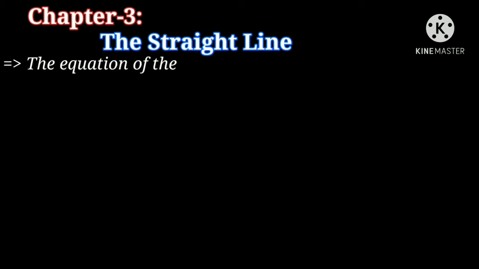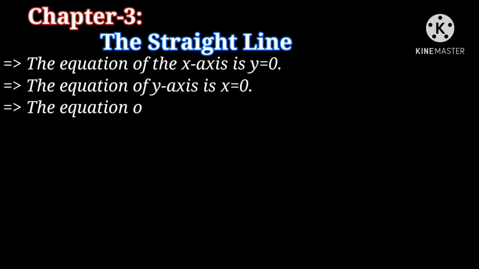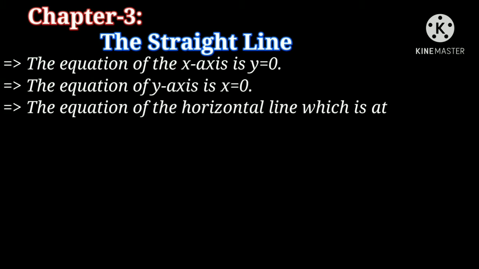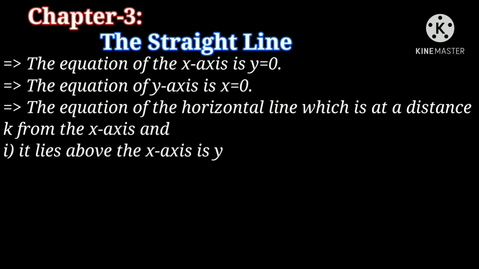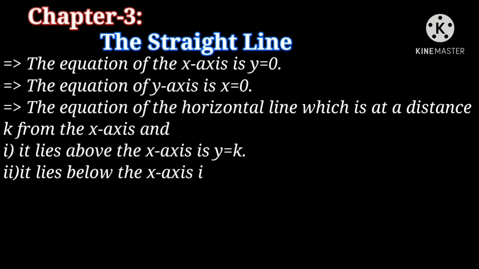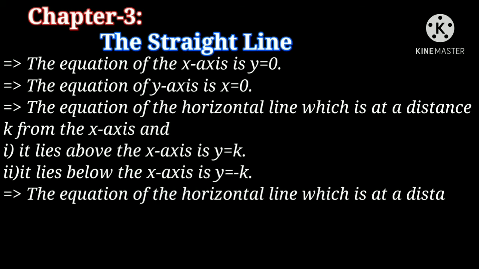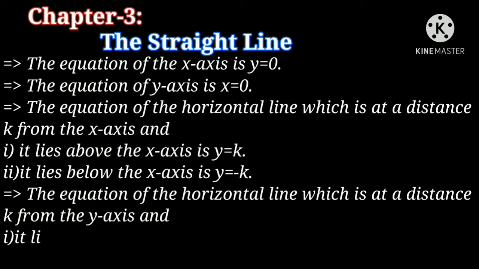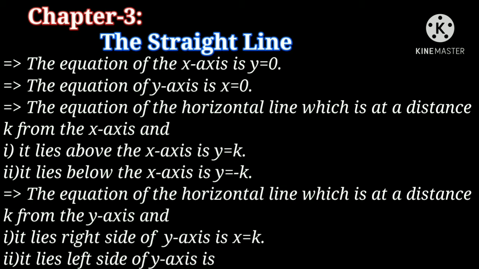The equation of x-axis is y equal to 0 and the equation of y-axis is x equal to 0. Next, the equation of the horizontal line which is at a distance k from the x-axis. First, if it lies above the x-axis, it is y equal to k, and second, if it lies below the x-axis, it is y equal to minus k.